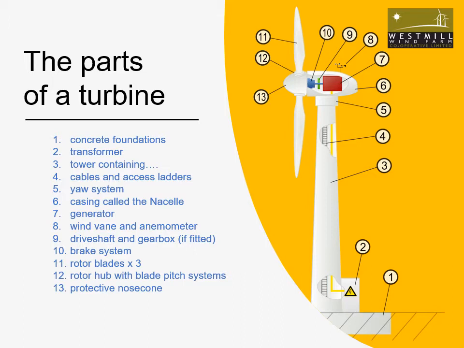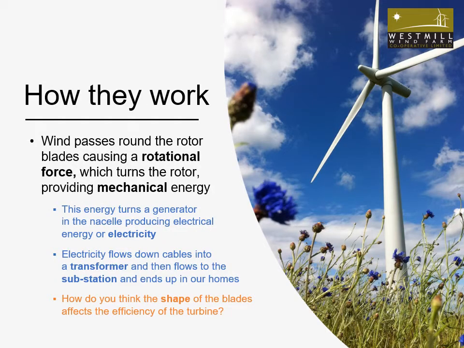And that is covered by a protective nose cone, which is like an aeroplane really. The nose cone streamlines the turbine and makes it more aerodynamic. It also protects the rotor hub. So now we've looked at the different parts of a turbine, let's have a look at how they work.